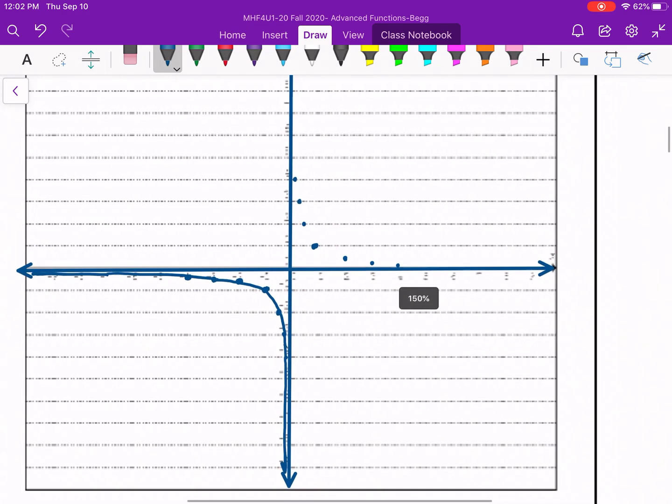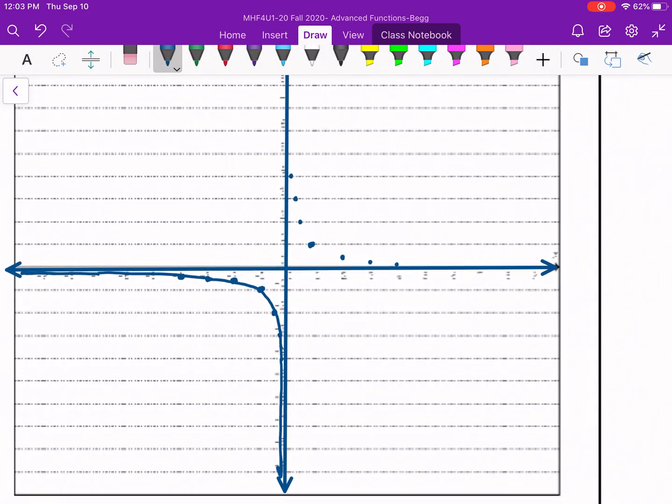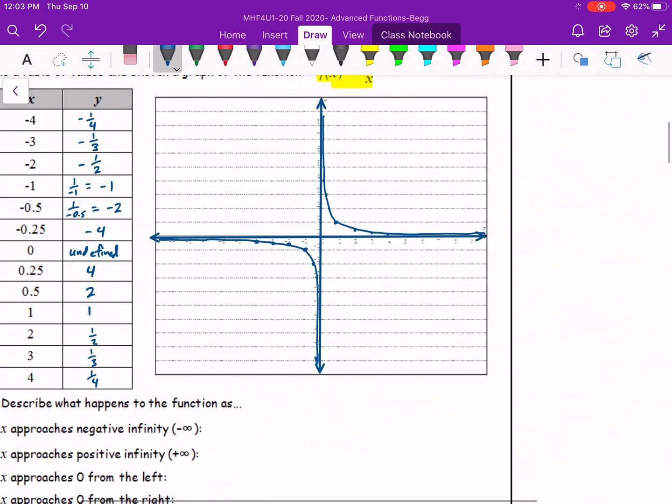And then it does the same type of thing up here in quadrant 1. So if I'm started here, the way I'm drawing it, as I get closer to the y-axis, it's going to go up very steeply without ever actually touching it. As I go out this way, it's going to get closer to the x-axis without ever actually touching it. If my pencil touches the x-axis, then it's okay. I understand what it's supposed to look like. So there's my graph.